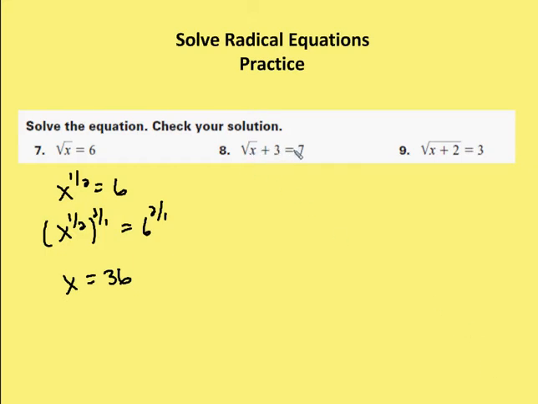Second problem, square root of x plus 3 is equal to 7. Okay, in this case, I need to isolate my radical on one side of the equation, so I subtract 3 from both sides. Square root of x is equal to 4.